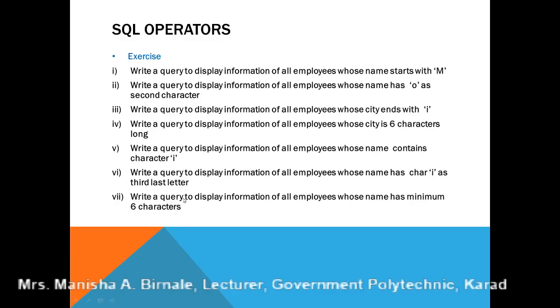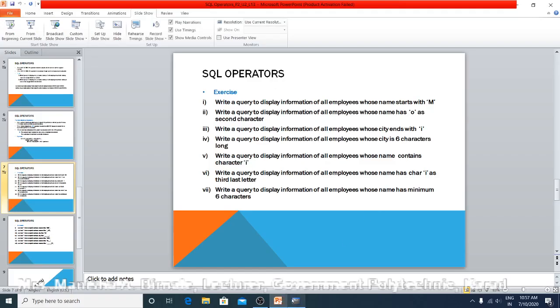And now the last query is write a query to display information of all employees whose name has minimum 6 characters. Not exactly 6 characters, but whose name has minimum 6 characters. So you have to display information of all employees whose name is 6 characters long or 7 characters long or 8 or more. Minimum length of name should be 6 characters. So how do we have to write it?